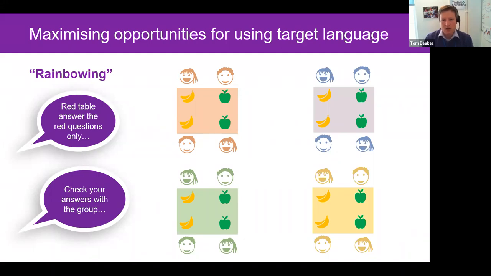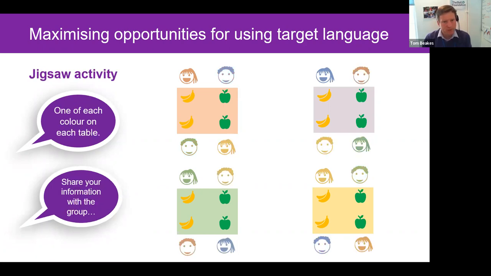And what this allows us to do is, after the children have discussed and agreed their answers for their color group, we can then mix them up. That's why it's called rainbowing. So then you have someone red, someone blue, someone yellow, someone green on each table. And they can then share their information with the group. Okay, so then they would complete the note-taking forms together by asking each other questions. They would verbally share their notes with each other and then complete the note-taking handout so that everyone has all the questions answered.